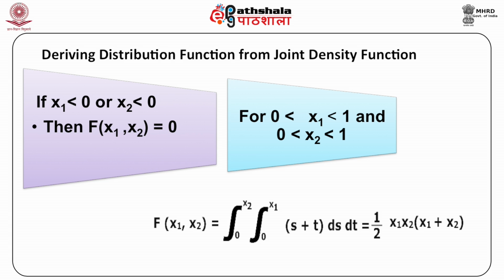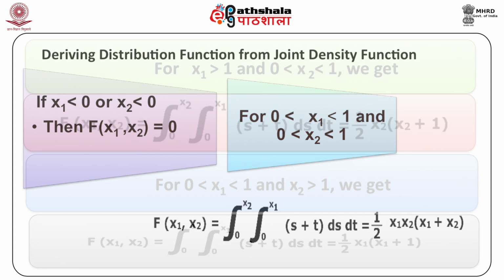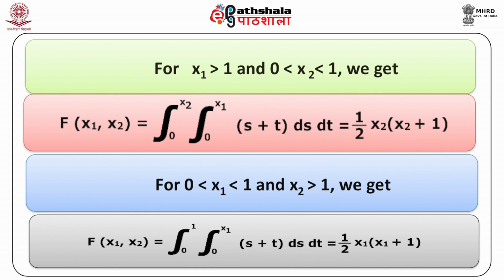First is 0 to x2, then 0 to x1, (s plus t) ds dt, which is equal to half x1 x2 (x1 plus x2). For x1 greater than 1 and x2 greater than 0 and less than 1, we get F(x1, x2) as the double integration 0 to x2, 0 to x1, (s plus t) ds dt, which is equal to half x2 (x2 plus 1).